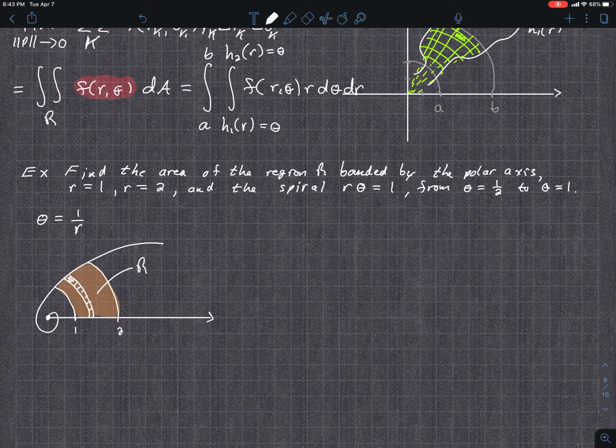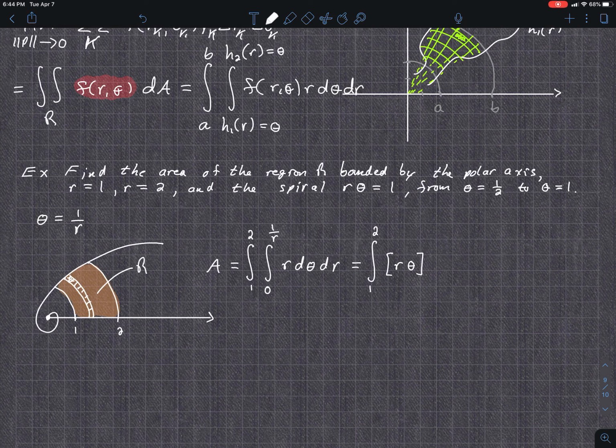So A, let me move this over a little bit. So area is going to equal the integral from 1 to 2, integral from 0 to 1 over r, of r d theta dr. So just keep in mind the direction is from here to here instead of here to here first. So it's the first value.